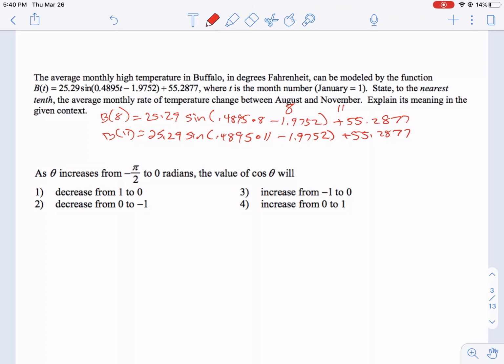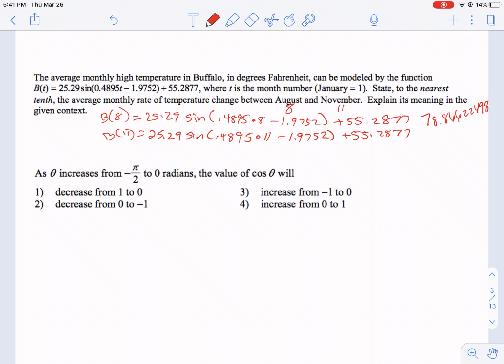Alright, make sure you're in radian mode. And let's see, we have 25.29 sine of 0.4895 times 8 minus 1.9752 in parentheses plus 55.2877, and I'm getting 78.8662248. Then second enter so I don't have to type the whole thing over again.